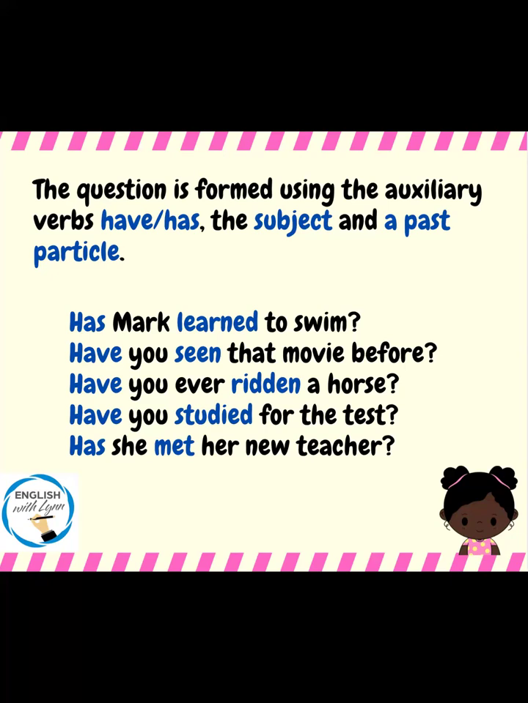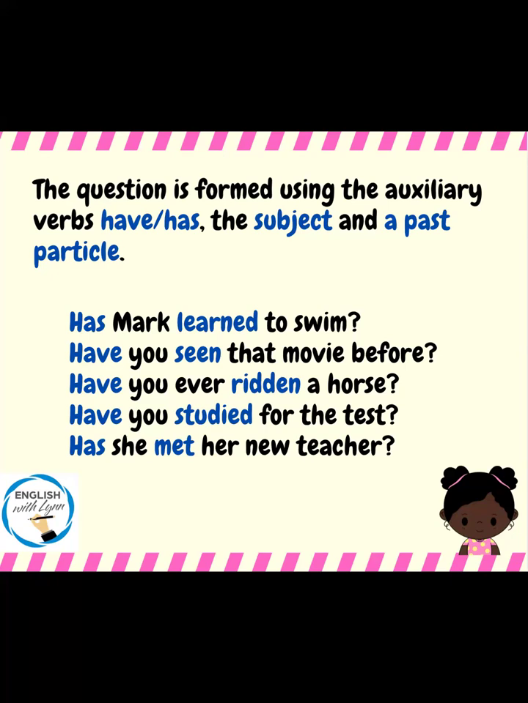Has Mark learned to swim? So is it something that he has accomplished? Have you seen that movie? You're asking if it is something that you have done recently. Have you studied for the test? I'm guessing the test would be recent, so it's kind of a recent action that you're hopefully studying before the test. And then, has she met her new teacher? It's asking if the person has met the teacher that is going to be teaching them in the near future.